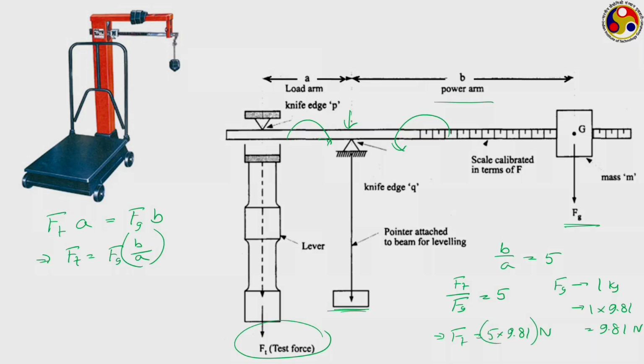And this way, if we keep on increasing the value of this B by A, or keep on increasing the ratio B by A, let us say if we make it 10, then easily we can measure 10 times larger force, that is 98.1 Newton force can be measured. Or in a way, if instead of writing in terms of Newton, we write in terms of mass, whatever amount of force that we can measure using Ft, we can measure this many times larger mass using this.